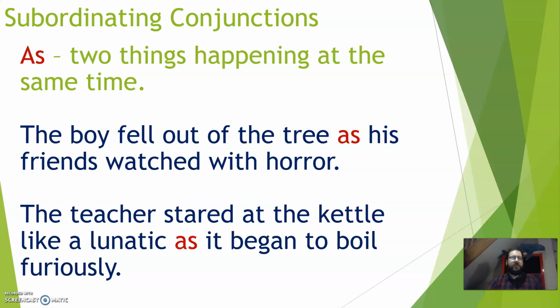The second conjunction we're looking at is as. This means when two things are happening at the same time. So, for example, the boy fell out of the tree as his friends watched in horror. So this is telling you that at the same time as the boy falling out of the tree, his friends are watching in horror. The second sentence, the teacher stared at the kettle like a lunatic as it began to boil furiously. This is telling you that the teacher is staring at the same time as the kettle is boiling. Again, this conjunction is being used to add extra information to the first part of the sentence.